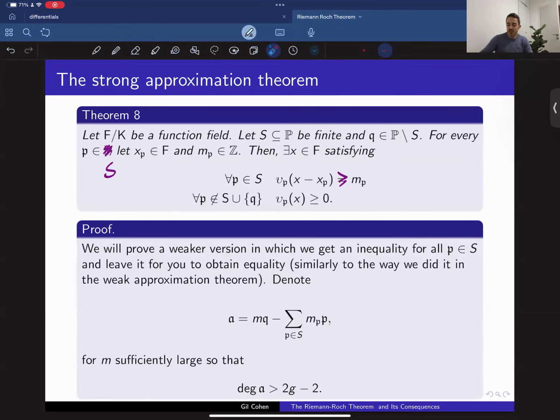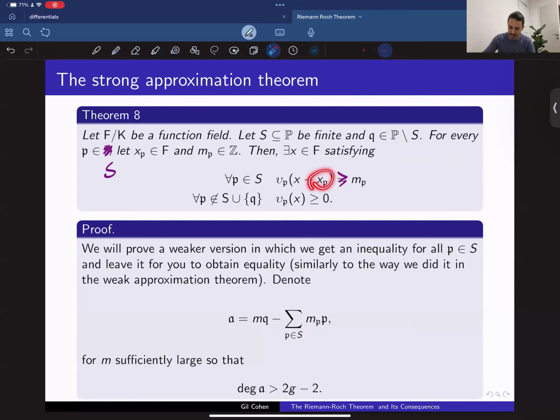Okay, so the idea is the following. We are going to hook up this divisor. For some number n that we're going to specify in a second, we are going to look at a divisor which has n q's, and then you subtract for every prime divisor in S, mp multiples of that. Okay, so we're given all the mp and S.